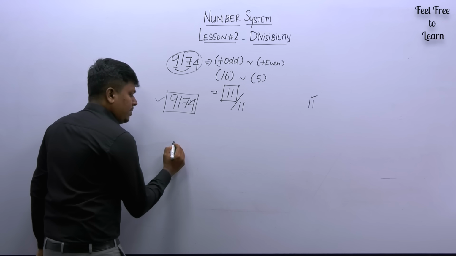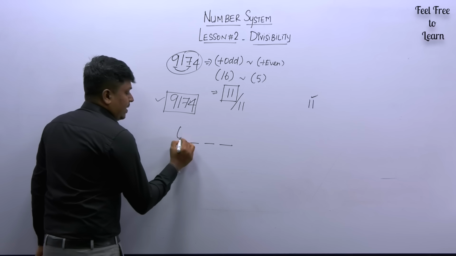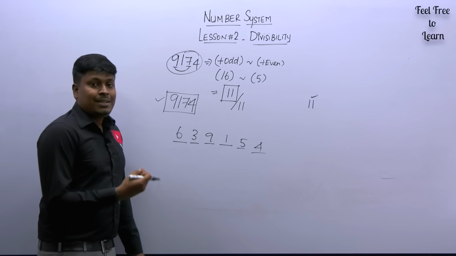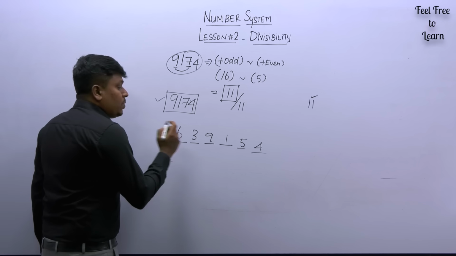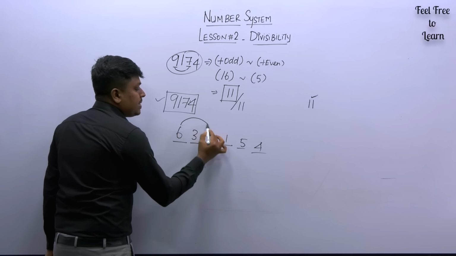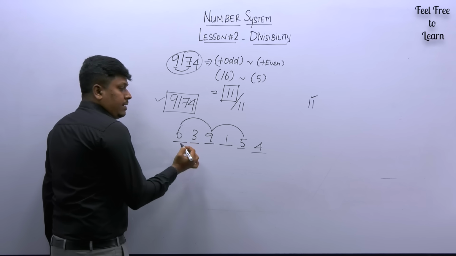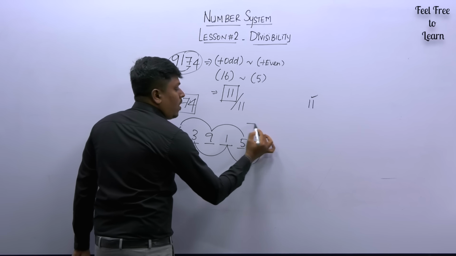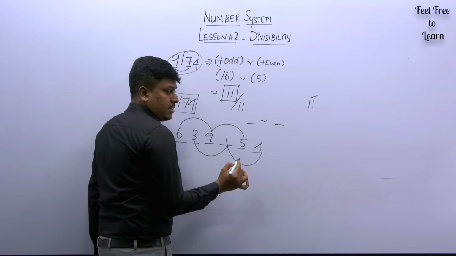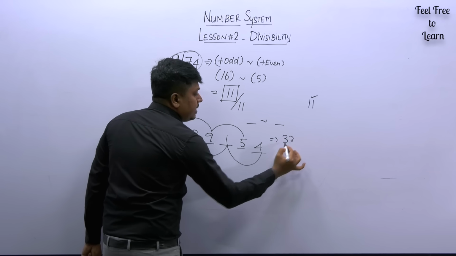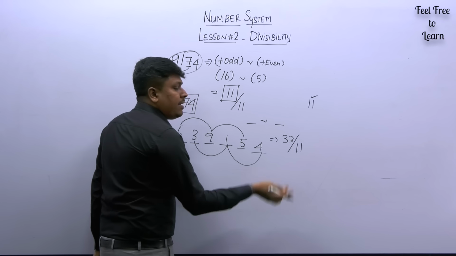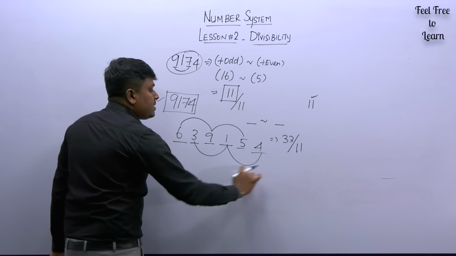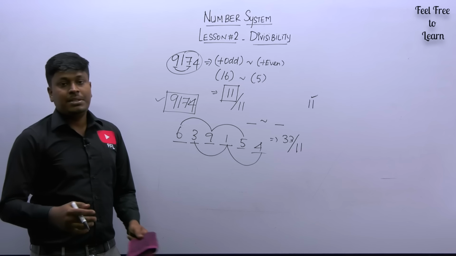Got it or not, friends? Whatever number it be, for example, let me take 639154. If we need to check the divisibility rule of 11, you need to add all the odd digits: 6 plus 9 plus 5. And then add the even digits: 3 plus 1 plus 4. After adding the odd digits and even digits, you need to find the difference. For example, if you are getting 33, check whether 33 is divisible by 11. Yes, it is divisible by 11. If this number is divisible by 11, then the complete number will be divisible by 11. So this is called the divisibility rule of 11.